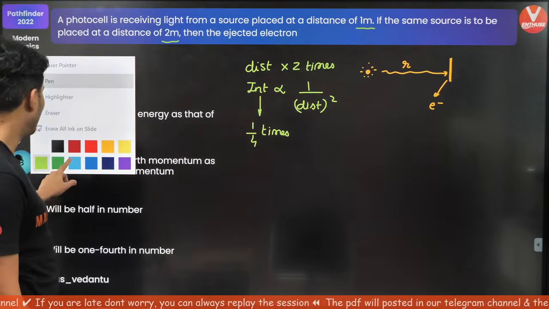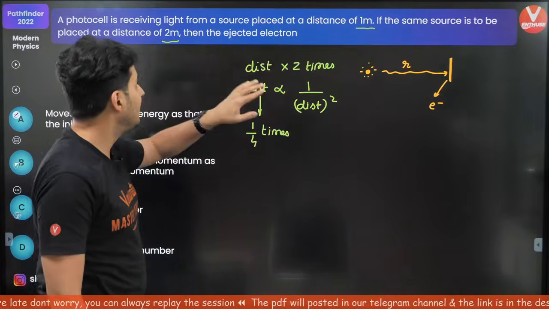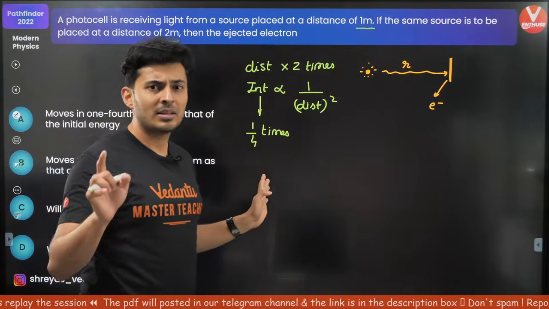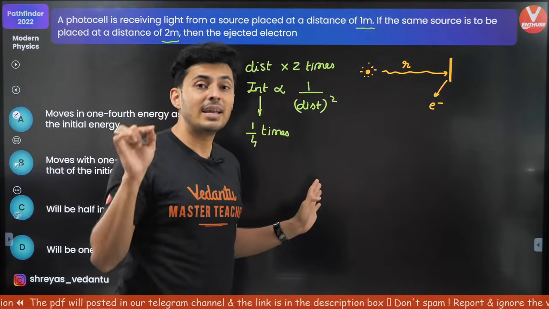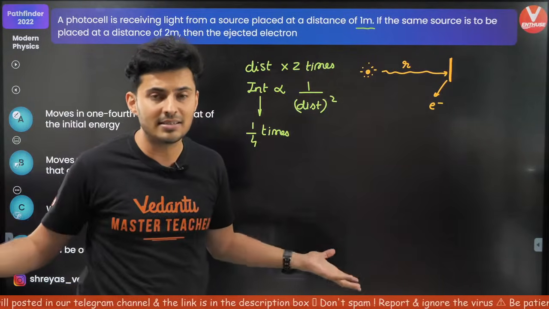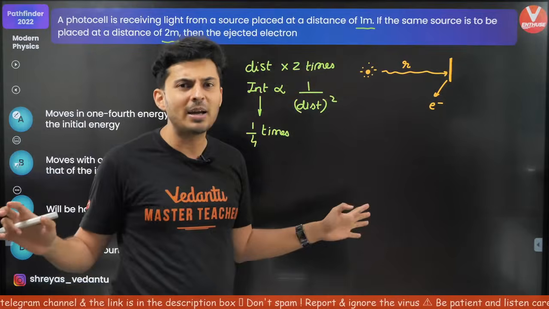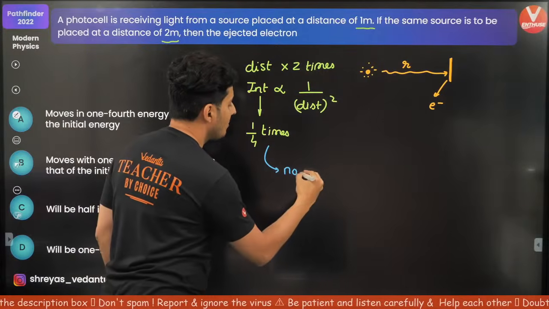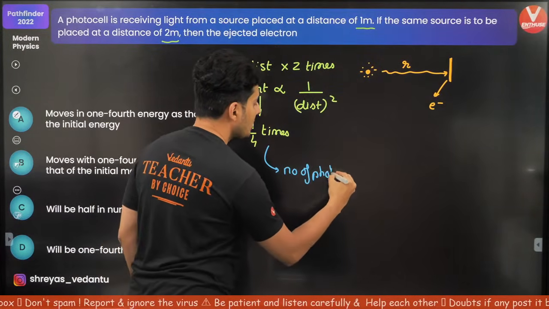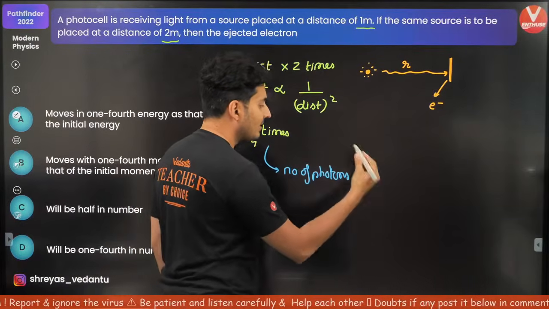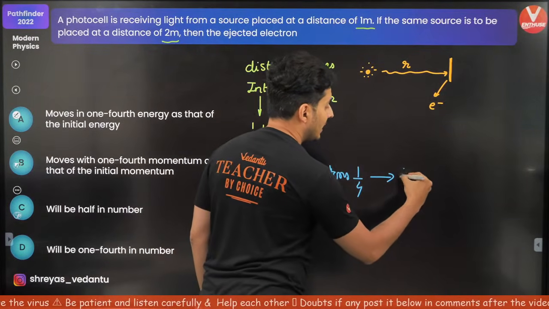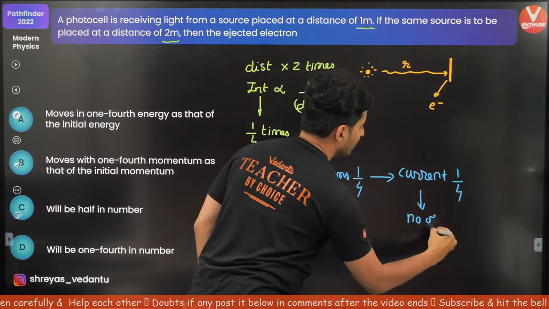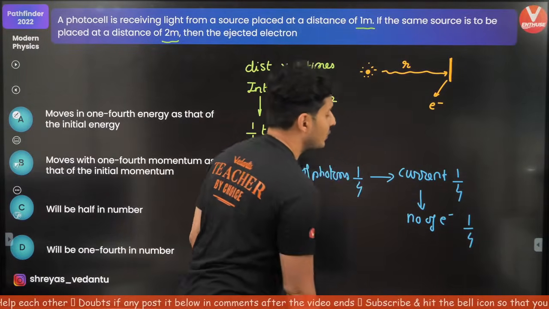Next point that I would like to make. How is intensity deciding the momentum or the energy? Well, intensity does not decide momentum. The frequency, or the wavelength, decides the momentum. So when you change intensity, the momentum won't be affected. Just the number of photons will be affected. So basically number of photons will become 1/4. If number of photons becomes 1/4, then the current will also become 1/4, because the number of electrons ejected out will also become 1/4.